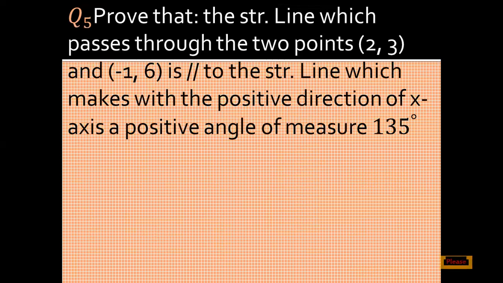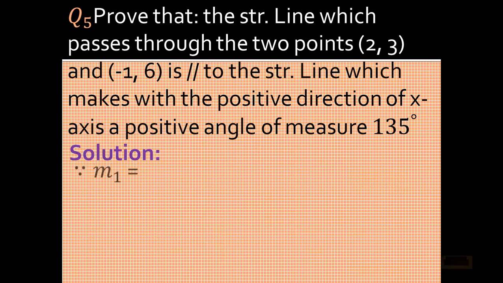Prove that the straight line which passes through the 2 points (2, 3) and (negative 1, 6) is parallel to the straight line which makes with the positive direction of the x-axis an angle whose measure is 135. Prove that this straight line is parallel to the straight line. Then we must find the slope of the first and the slope of the second.